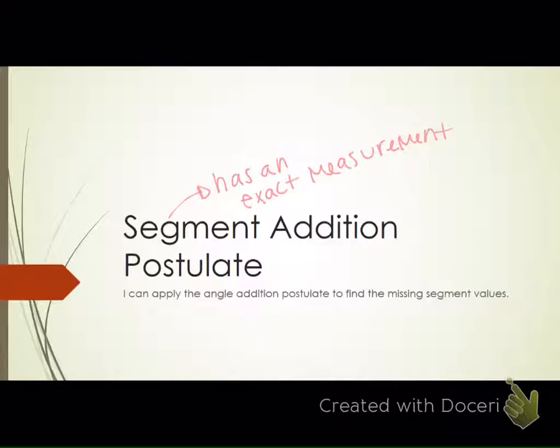It's not possible to measure a ray. It goes on forever in one direction. So there's no way to get an exact measurement from it like a segment. So today we're going to be learning about how to use that segment addition postulate.